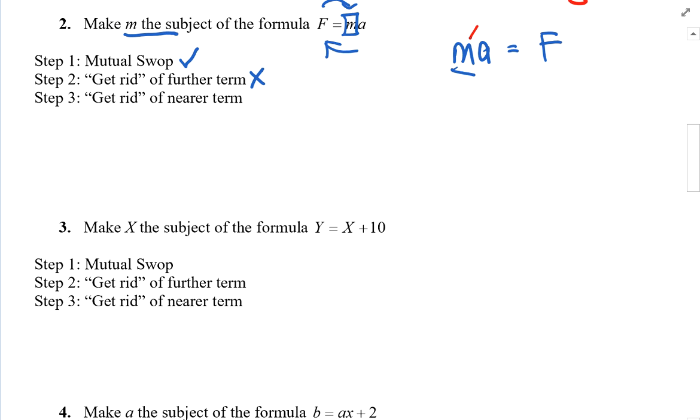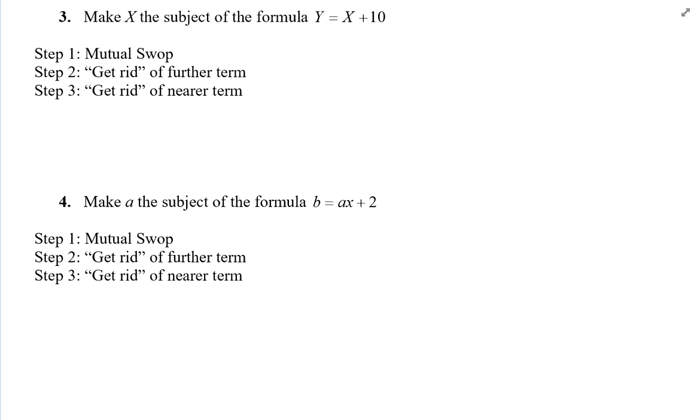MA is M times A. So if I want to make M the subject, I need to balance A on the other side. Remember, if it's multiply, when you balance on the other side, it becomes divide. So M equals F over A. And this will be your final answer.